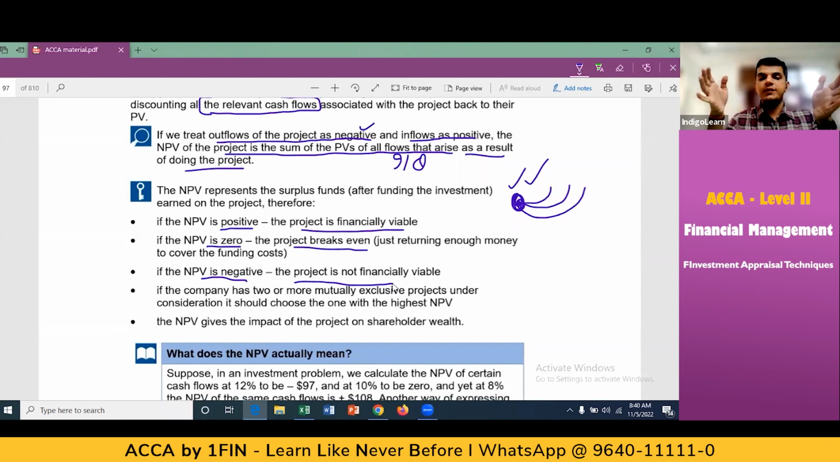Hence, I will ask you, see, you have to invest something or put something from your pocket to have a particular investment, and you will be at a loss. Obviously, nobody will invest. Hence, this project is not financially viable.